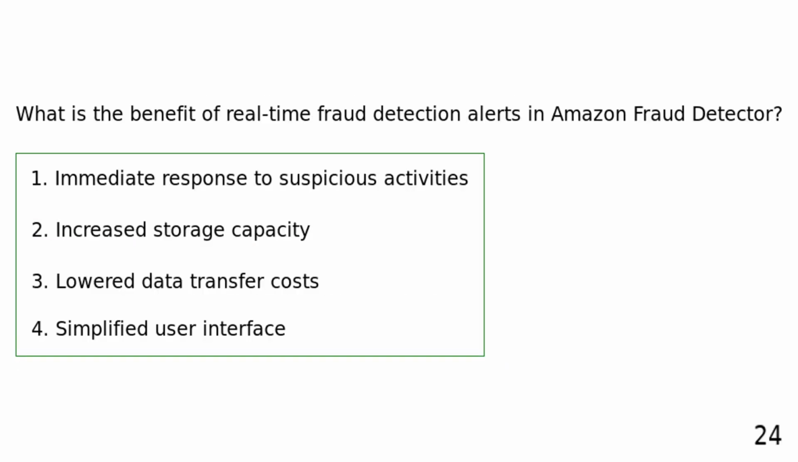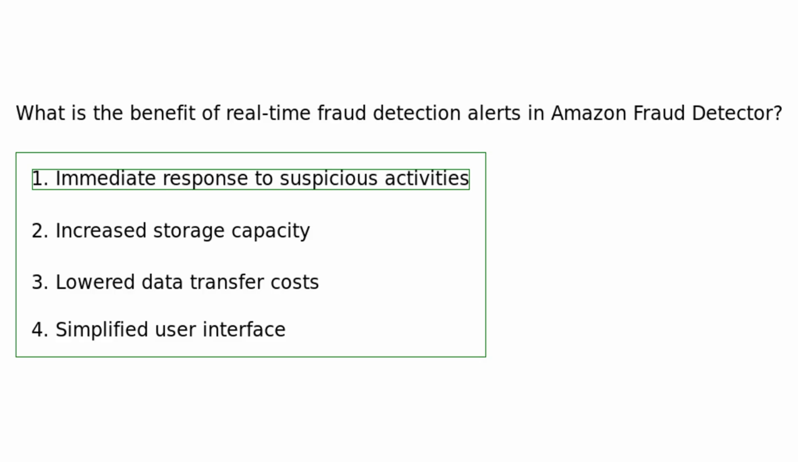What is the benefit of real-time fraud detection alerts in Amazon Fraud Detector? Immediate response to suspicious activities. Increased storage capacity. Lowered data transfer costs. Simplified user interface. Real-time fraud detection alerts in Amazon Fraud Detector allow for immediate response to suspicious activities, reducing potential losses.